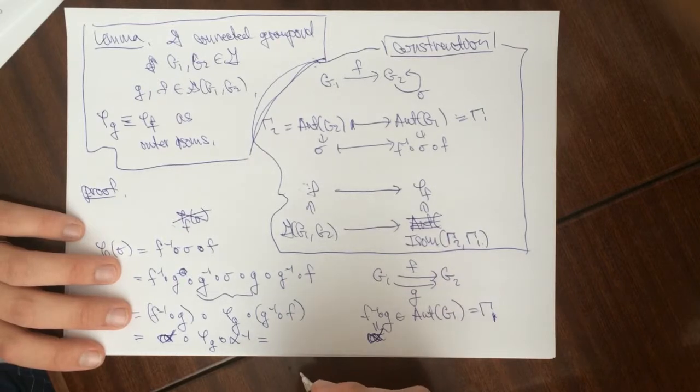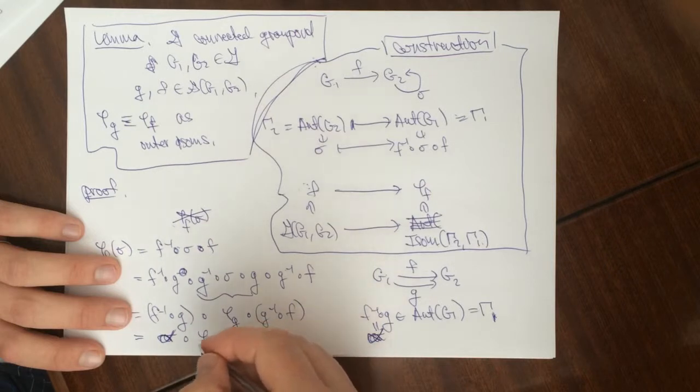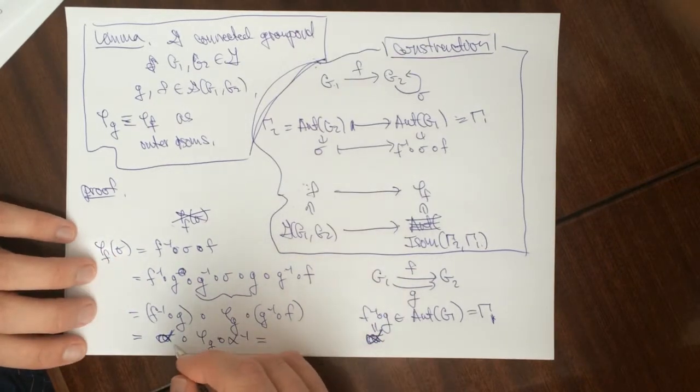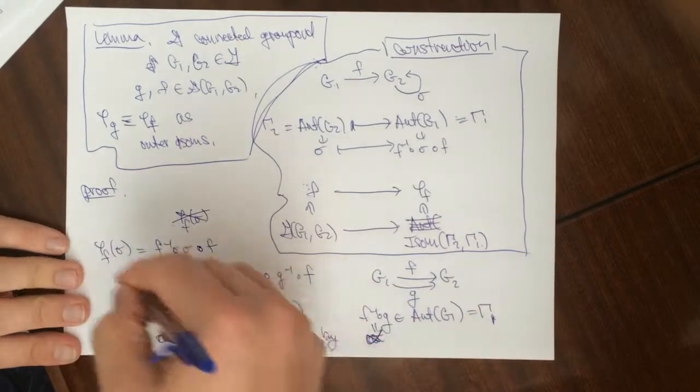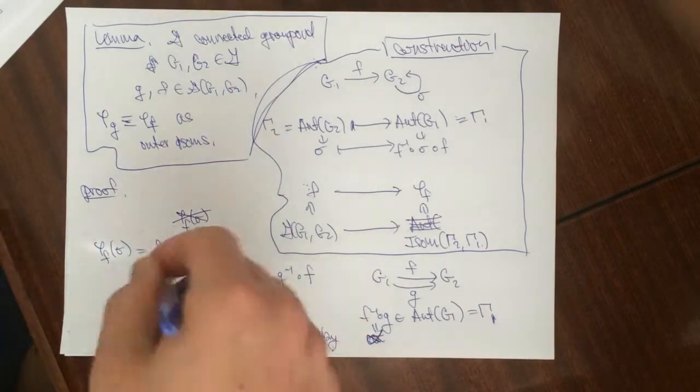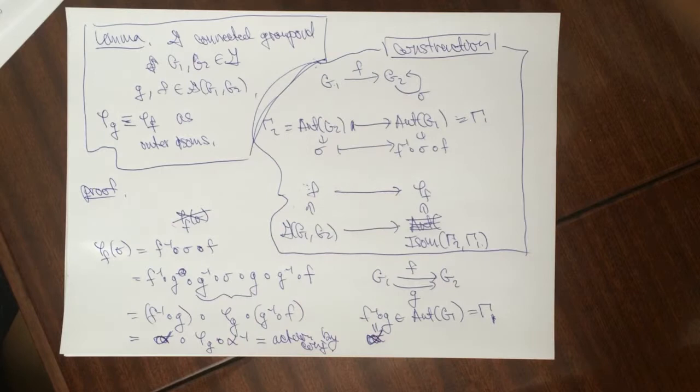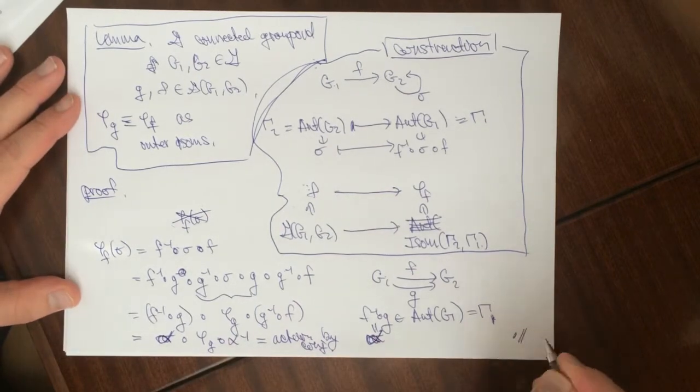So did I want to do it this way? This is a right action. Okay, so this is fine. So this here is an action by conjugation. So these are the same as outer automorphisms. And that's all I wanted to say about that.